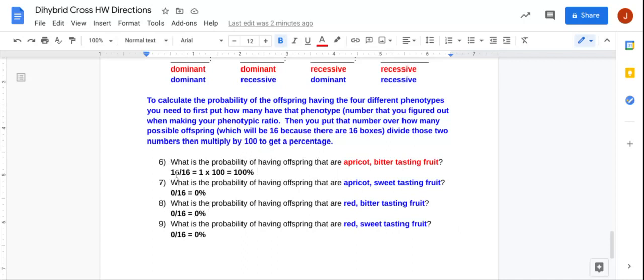So I put 16 over 16, which equals 1 times 100 is 100%. And then I put 0 over 16, which I know is 0%, and that is the same for all of those. And that's because 100% of my offspring are going to be the same phenotype.